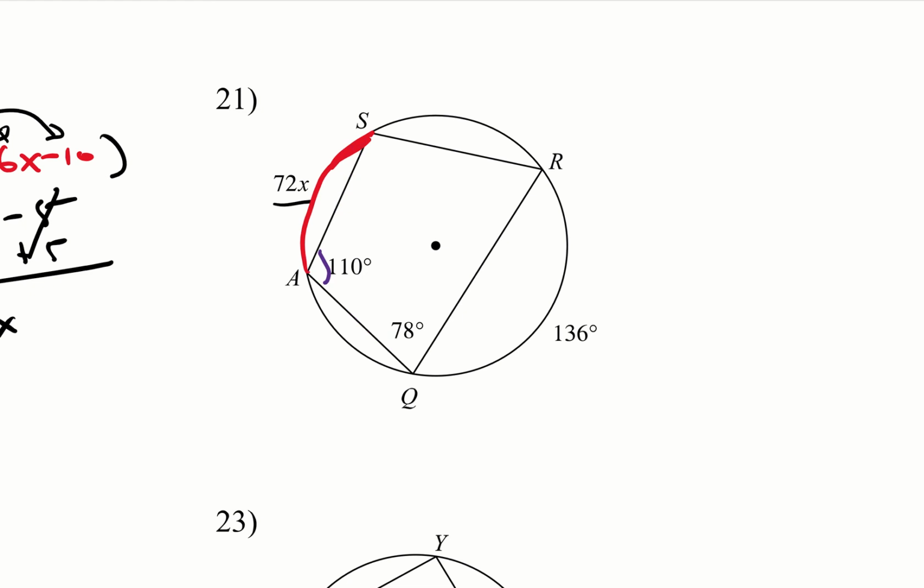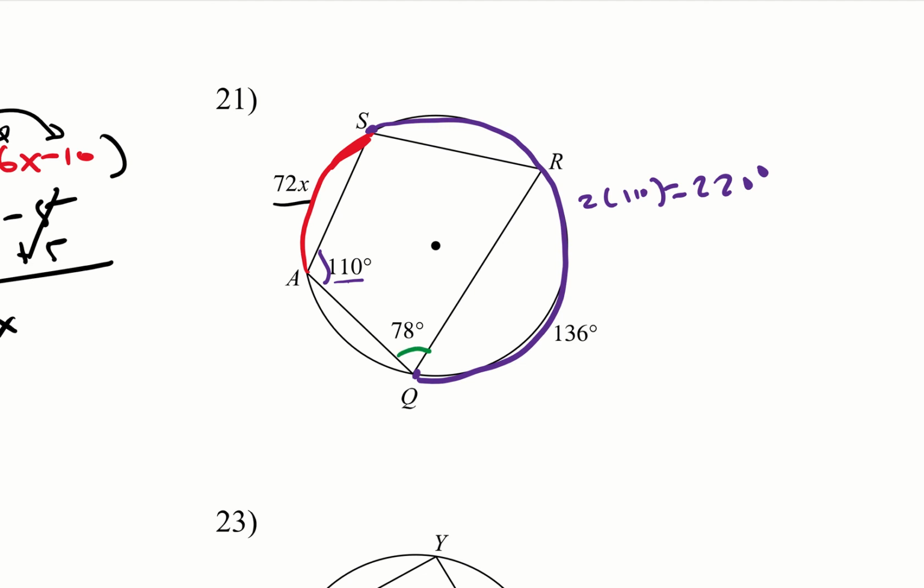And so the intercepted arc for that runs from S to Q on this side. The intercepted arc for an inscribed angle is always double the inscribed angle, or rather the angle is half of the intercepted arc. So we double 110 and get 220. All right, so there's my purple arc.